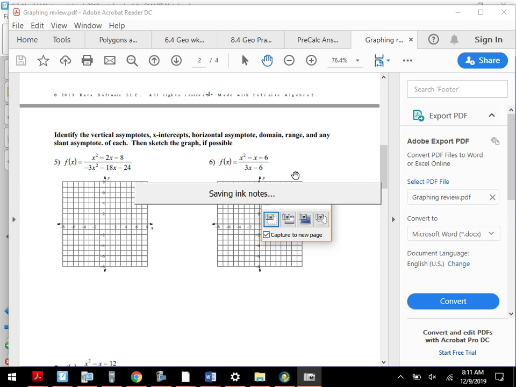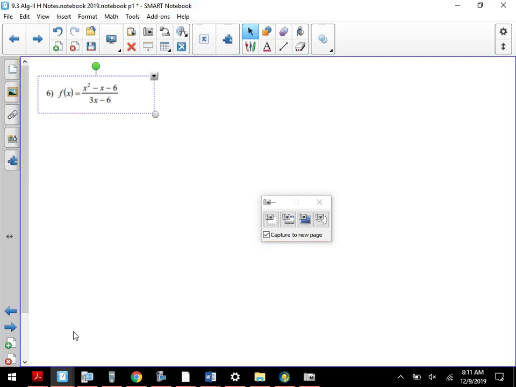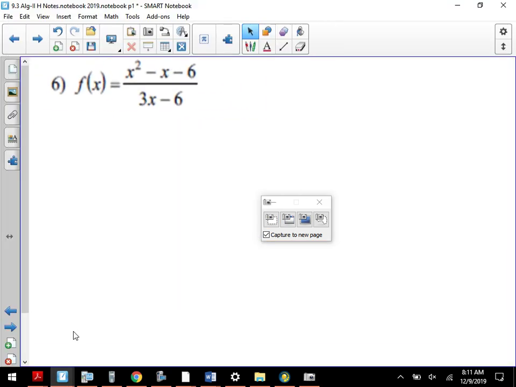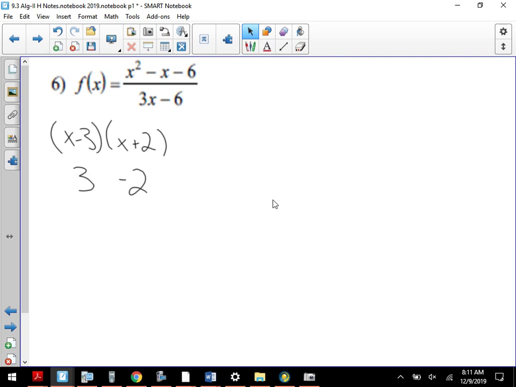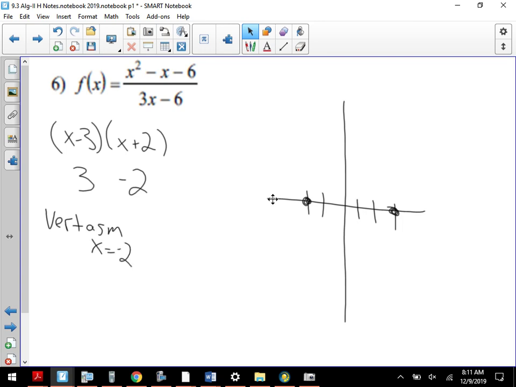So for 6, get your numerator, your x-intercepts by factoring. So x minus 3, x plus 2. So that 3 and negative 2 are your x-intercepts. Your vertical asymptote will be at negative 2. Again, just means there's a hole in it.